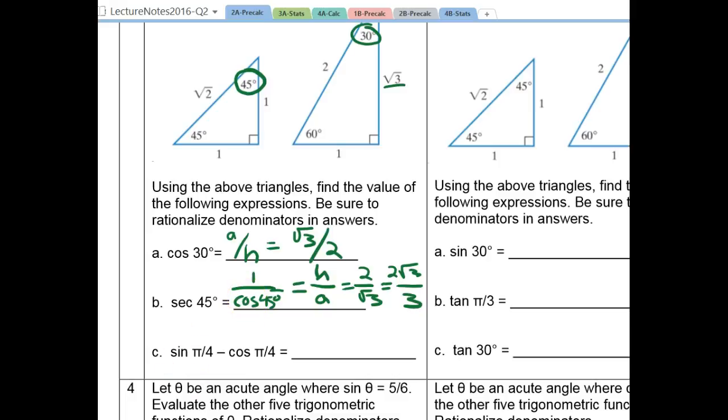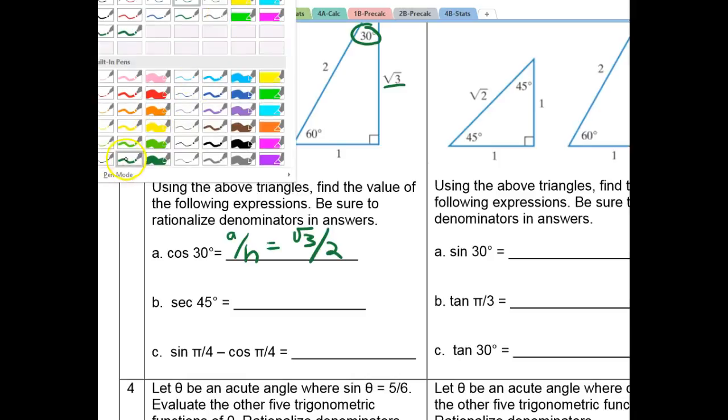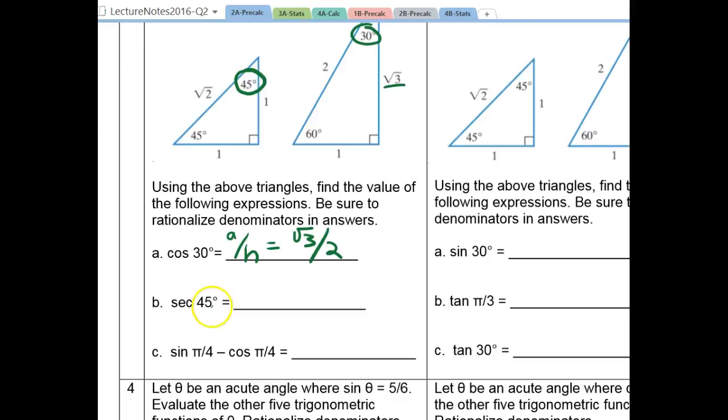Actually, that's not true. I used the wrong triangle. So let's erase this. I could hear the groans already, even though I'm just recording this. So I'm using the 45-degree triangle here. Let's go back to my green here. So let's try this again.